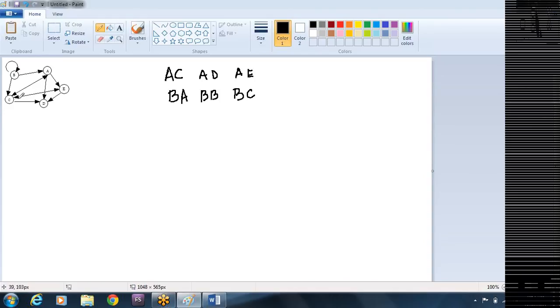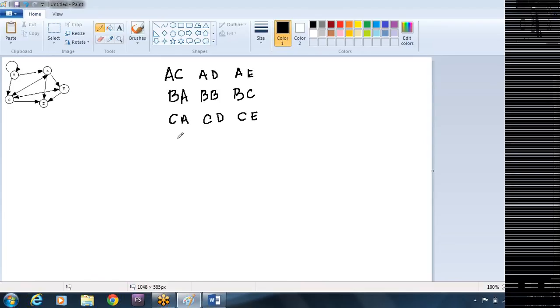Now let's start with the C again. Is C connected to A? Yes. CA. Then is C connected to B? No. C connected to C? No. Is C connected to D? Yes. Is C connected to E? Yes. So you're seeing that you're getting some values out of it. We already made 9 connections.